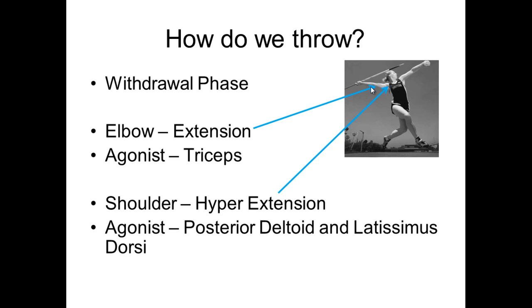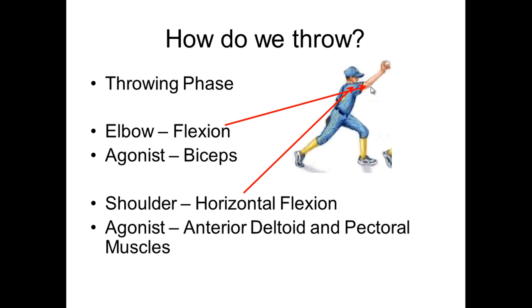After the withdrawal phase, you have the throwing phase. That's when the arm comes through, and as the arm comes through, the elbow goes into flexion, and the agonist at that point is the biceps. That's undergoing again an isotonic concentric contraction, and at that point the antagonist will be the tricep, which will be relaxed.